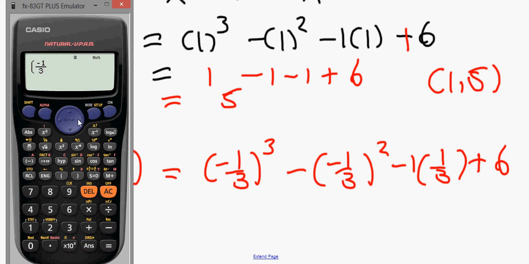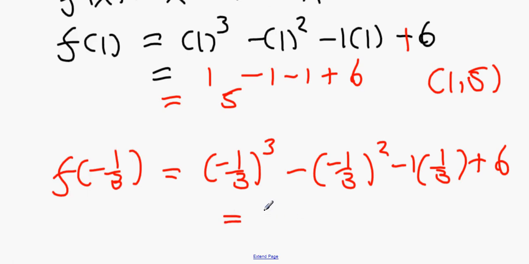Minus a third cubed, minus bracket minus 1 over 3 squared, minus 1 times minus a third, plus 6. And what this turns out to be is 6.185.